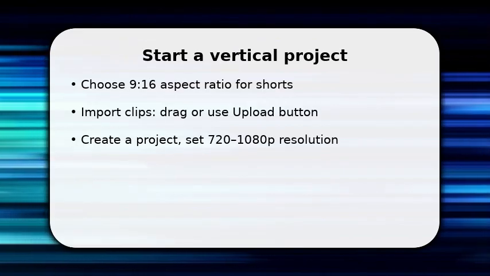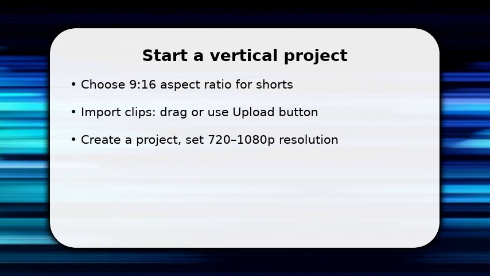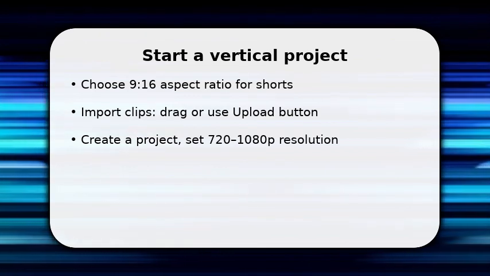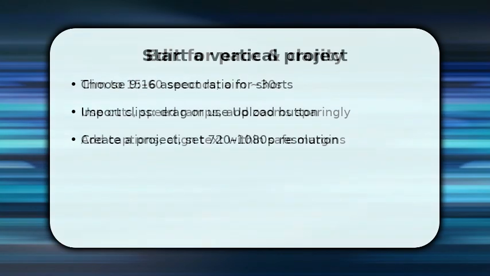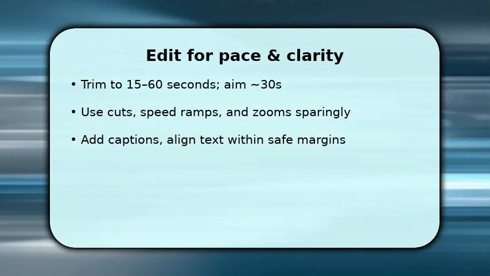You'll want clear, punchy shots near the front, so mark in/out points before you cut to keep the edit fast and mobile-ready. Now you refine pacing and visuals. Trim clips aggressively to hit 15 to 60 seconds, with 30 seconds as a sweet spot. Use jump cuts, speed ramps, and subtle zooms to emphasize action, but don't overdo effects.